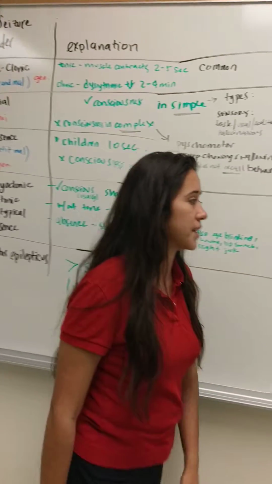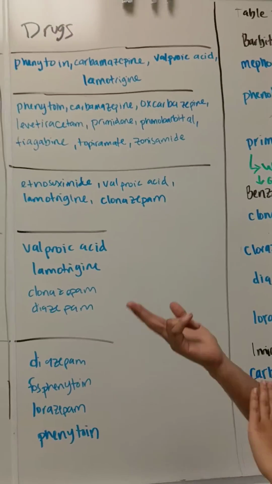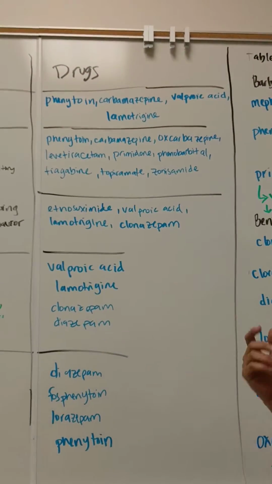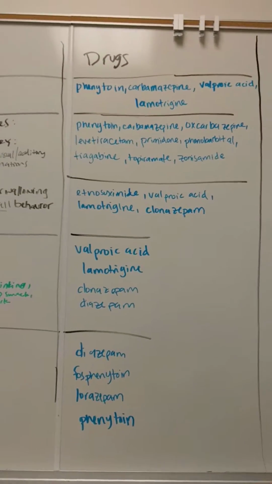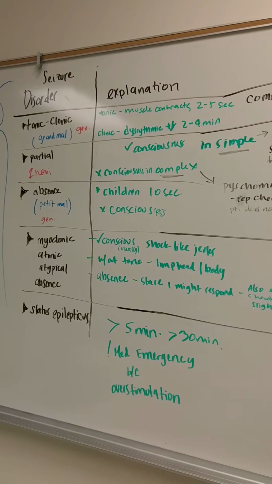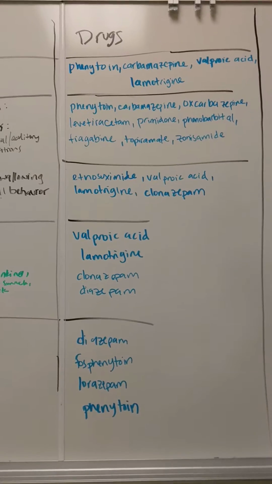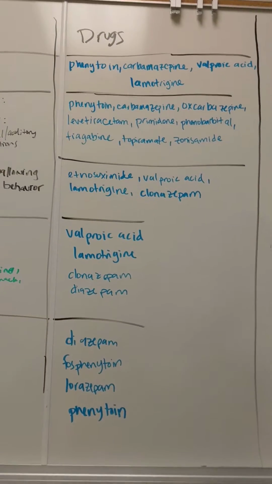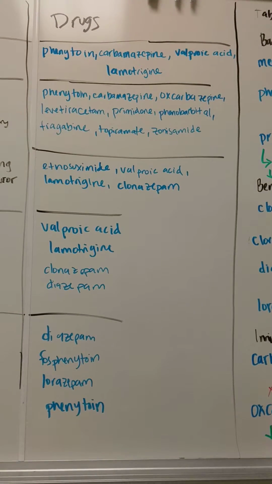It's a medical emergency because there's overstimulation. So now for the drugs, for the tonic-clonic we have phenytoin, carbamazepine, valproic acid, lamotrigine. I know you don't know them yet, but I am going to go over them right now. Just remember a little bit that phenytoin, carbamazepine, valproic acid, lamotrigine are for tonic-clonic.